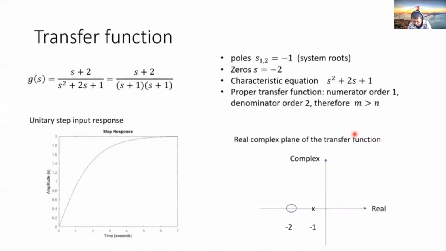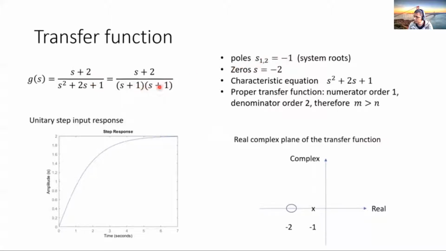All right, so let's see an example. We have here this transfer function. We have a first order polynomial on the numerator and a second order polynomial in our denominator. This is a proper transfer function, as we can see here, since n is greater than m.